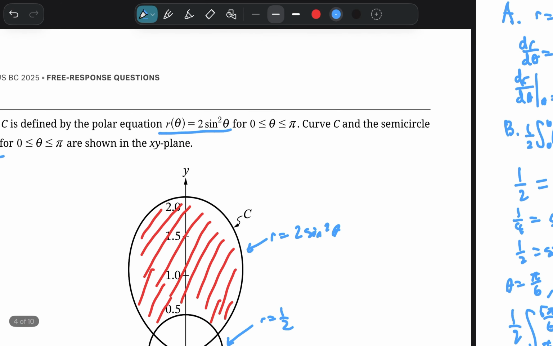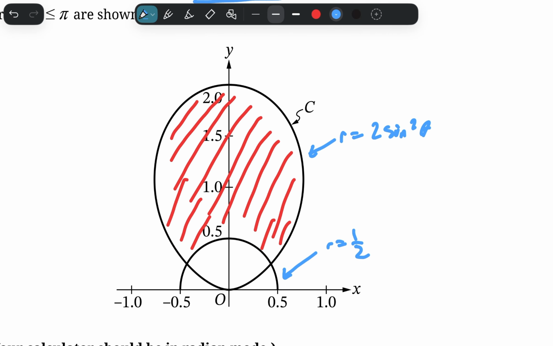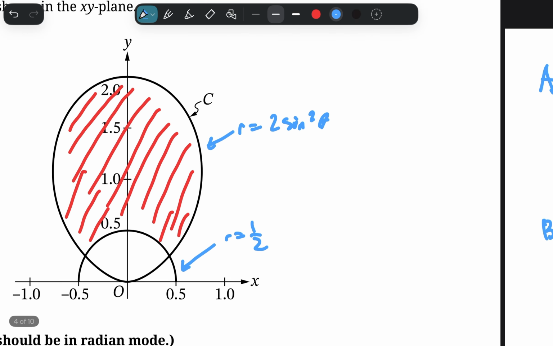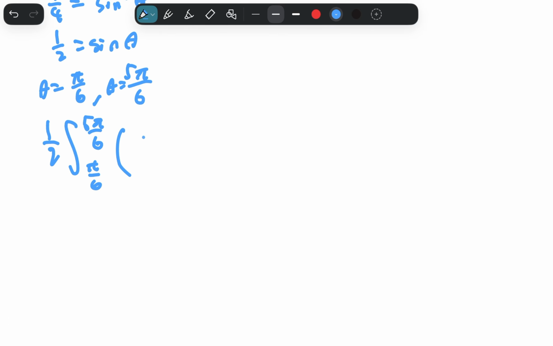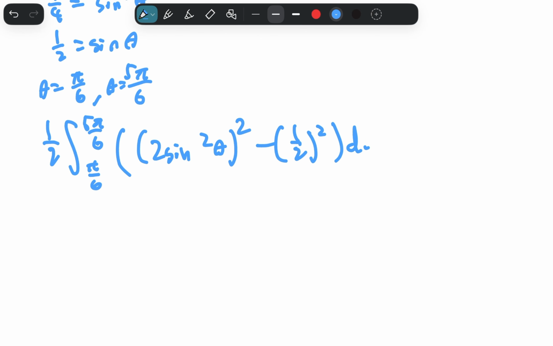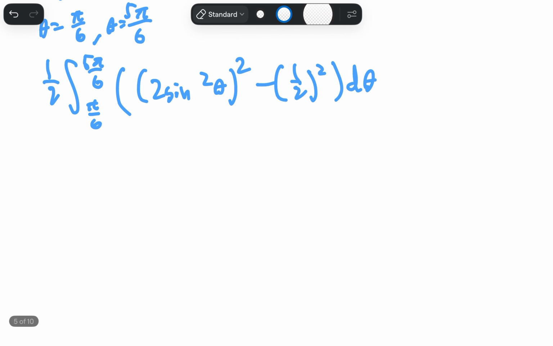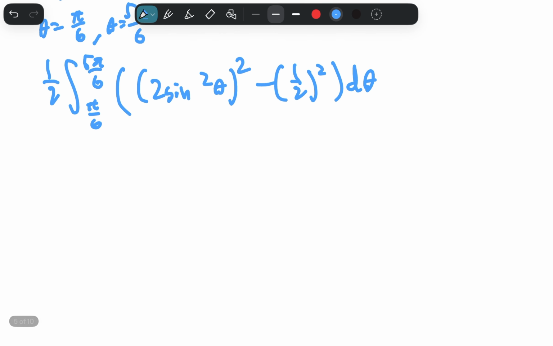Now, let's look carefully. Our outer function is going to be 2 sine theta squared minus our inner function, which is 1/2. So remember to have parentheses here: 2 sine theta squared minus 1/2 squared d theta. And if we evaluate this function, it's going to give us around 2.067.